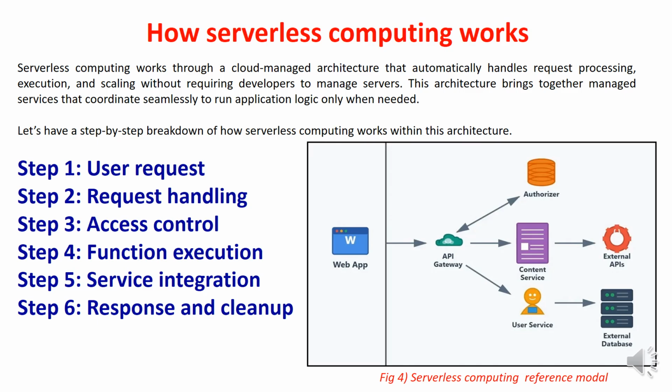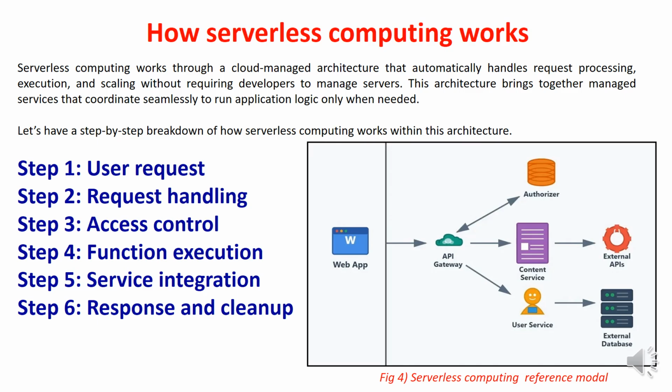The incoming request is received by the API gateway, which acts as the primary entry point in the serverless computing architecture. It is responsible for routing requests to the appropriate backend services, managing traffic flow, enforcing rate limits, and performing initial request validation to maintain performance and reliability.